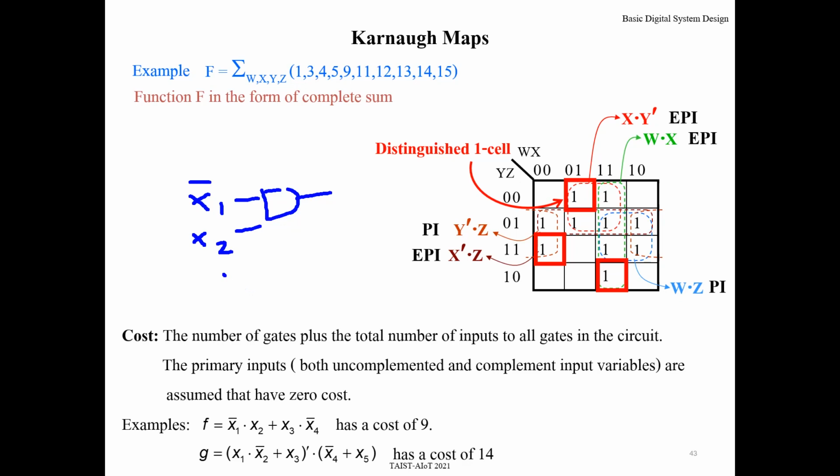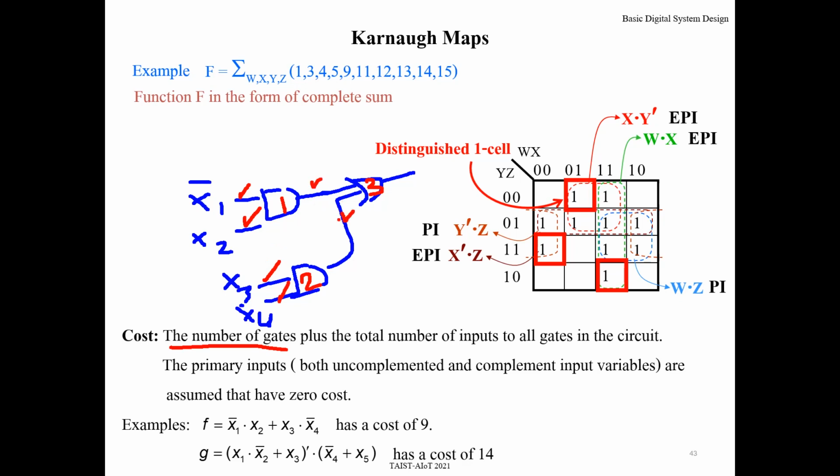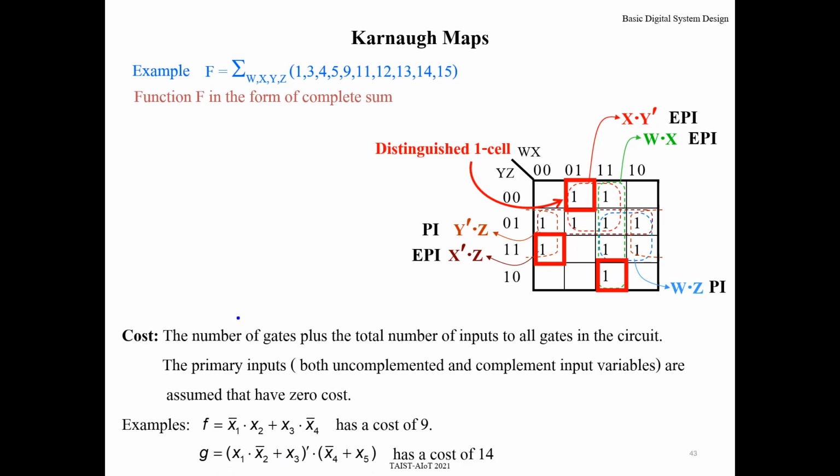And together, x3 and x4', and these two terms all together. To count cost, number of gates, how many gates? 1, 2, 3, right? Plus the total number of inputs to all gates in the circuit: 1, 2, 3, 4, 5, 6. 6 inputs, right? When you sum together, it becomes 9. And this example is x1, x2, x2' and together, or x3 and then invert, right?